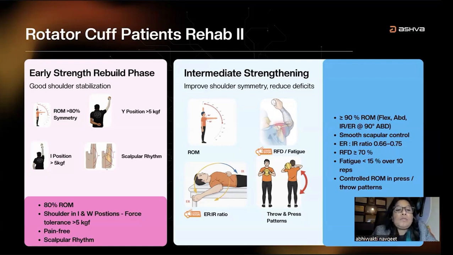Now coming to the early strength phase, the rebuild phase. First thing is the symmetry. Yes, the movement is established. It should be like 90 to 120 degrees. You have established the range. You have established the scapular pattern. Good scapulohumeral rhythm is there. So we move on to the next phase.